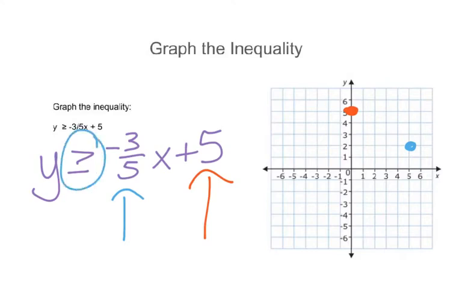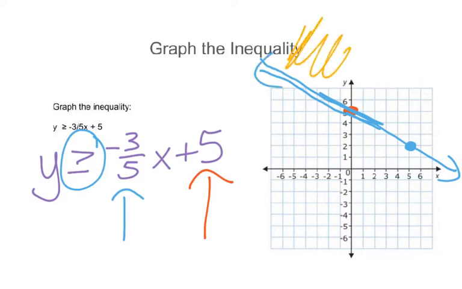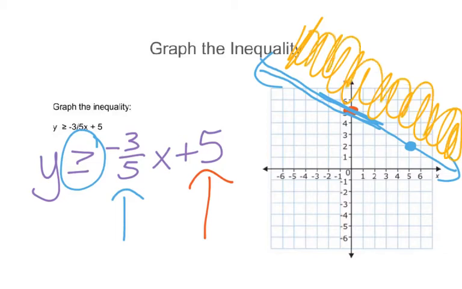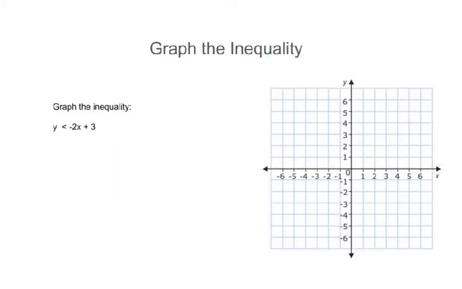Greater than or equal to. It's got the equal to part, so it is a solid line. And I'm doing my shading above that line because it was greater than. And you can go back to the original chart that we started the lesson with, and it will help you know when to dash or dot your line, when to shade above, and when to shade below.